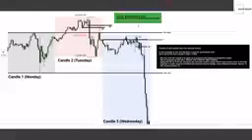Your first entry could be the turtle soup, and the second entry would be the order block. Close below, tapping back into it, short, targeting the opposing end of the range low.